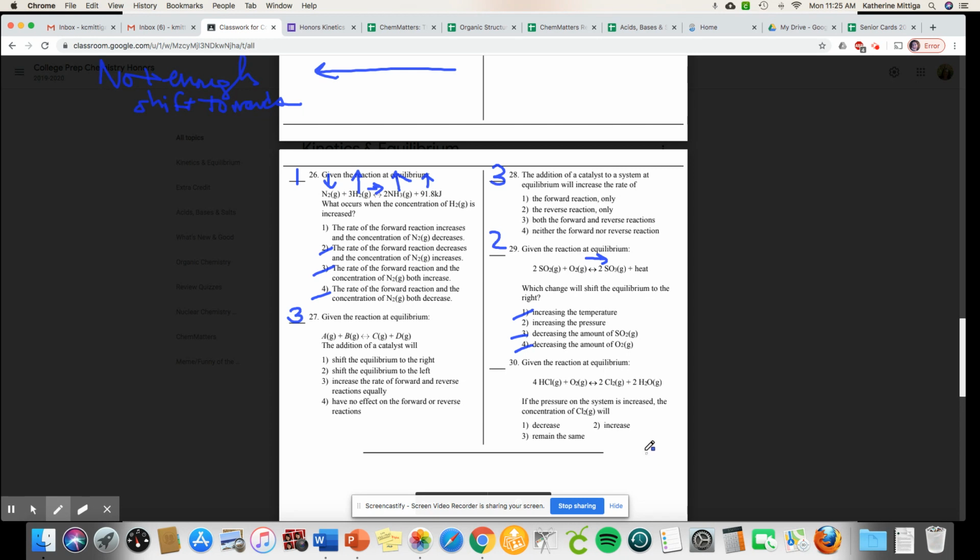Last one, pressure. First of all, we have gases. Yep. Do we have unequal number of moles? 4 plus 1 is 5. 2 plus 2 is 4. Yes, we do. If the pressure is increased, so we go from more to fewer, which means that way. If we go that way, this goes up, these go down because we're shifting away. So now the question says, what happens to Cl2? It will increase.